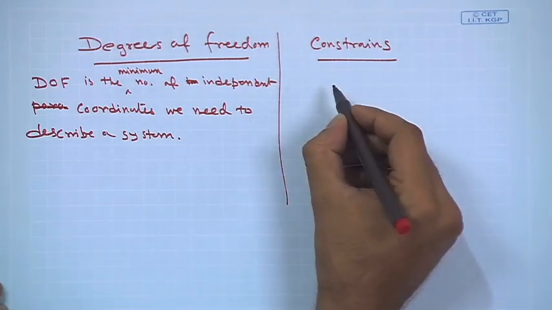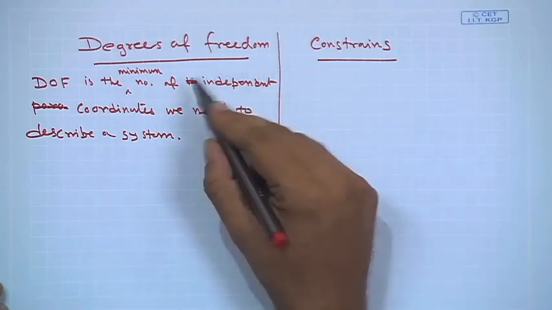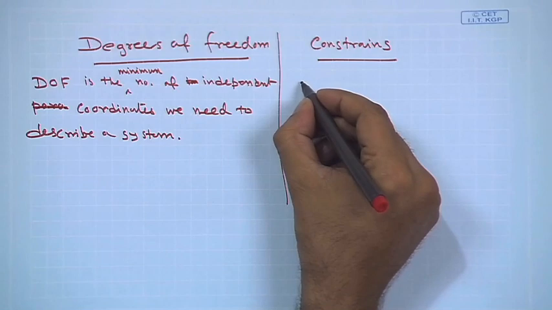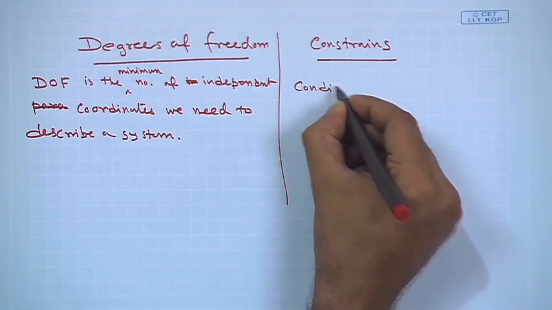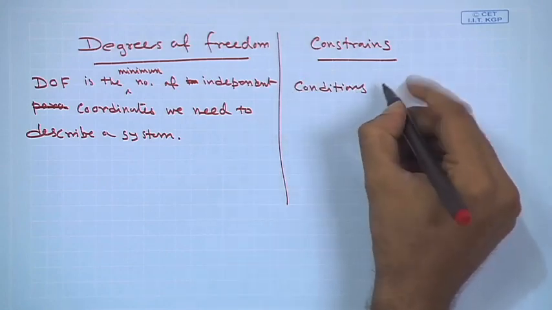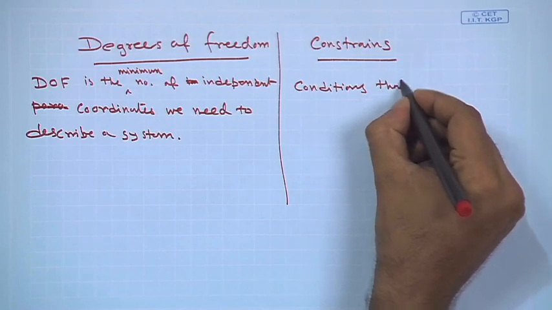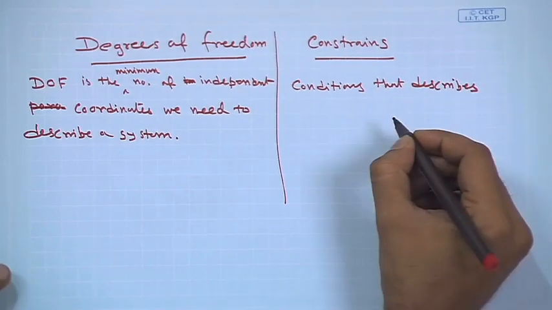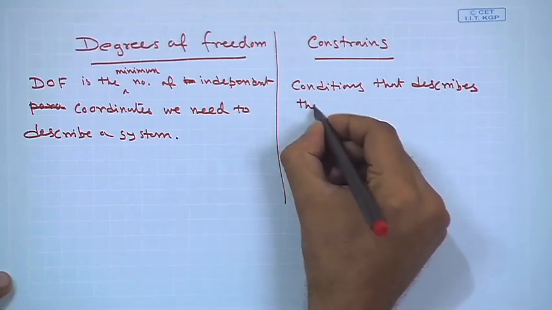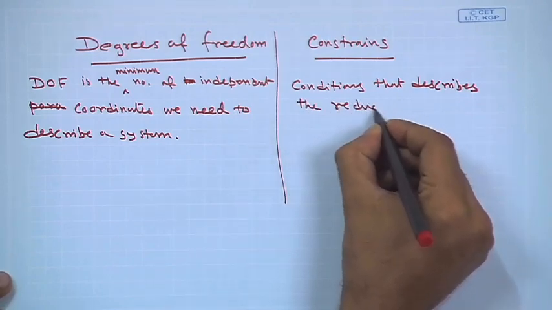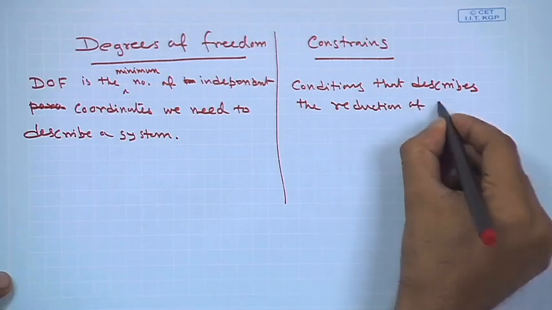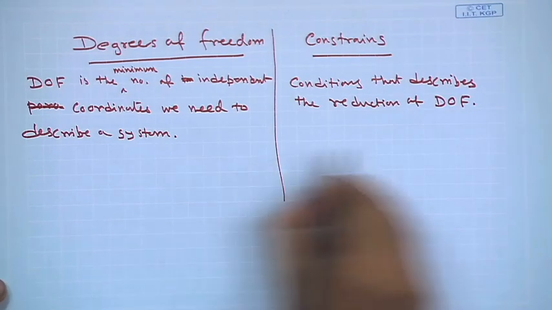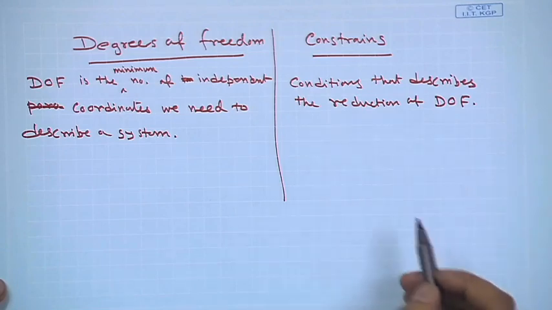the best definition of constraint is the conditions that describe the reduction of degrees of freedom. Now, let us try to understand this one by one.